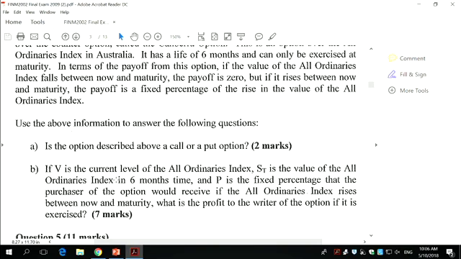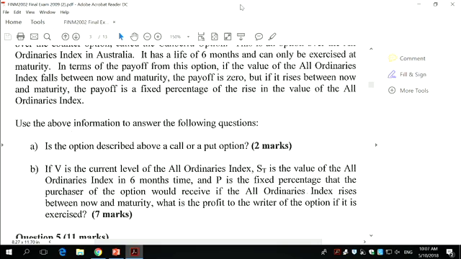What's the payoff? How much money do you get? Yep, ST minus V times P. Right? ST minus V times P, because P is the fixed percentage that you get if it rises. Are you done? You're the writer, so what is your payoff? If you're the writer, it's going to be negative.